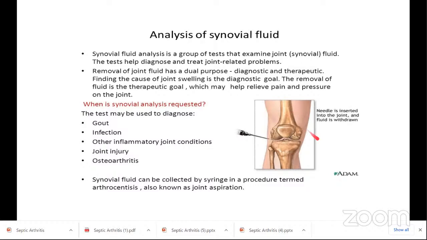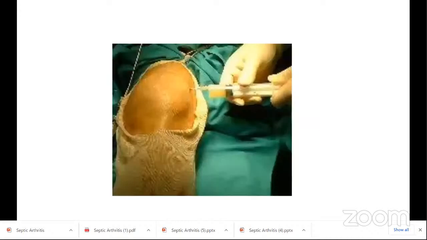Okay, all the joints can be aspirated without any assistance, but the hip joint being very, very deep, you have to use ultrasound, where we do ultrasound-guided synovial fluid aspiration or ultrasound-guided arthrocentesis for the hip joint. Rest of the joints you can generally aspirate clinically without any assistance of any investigative modalities.